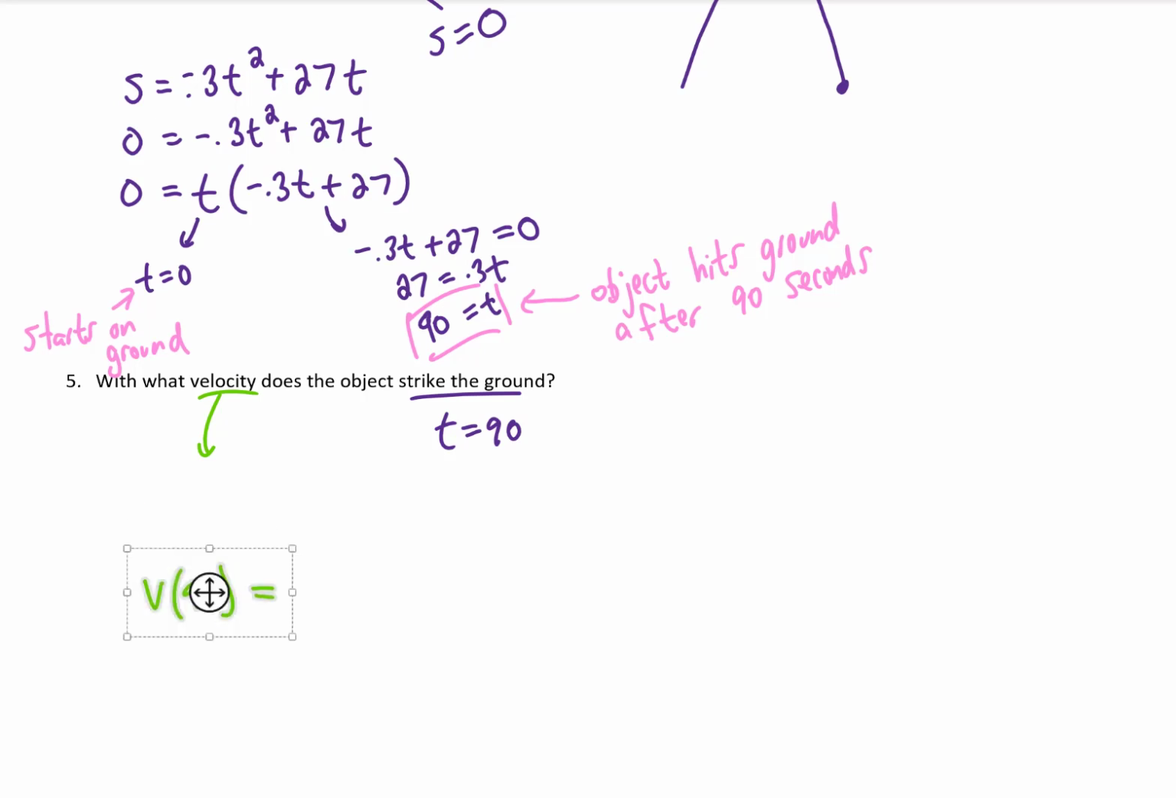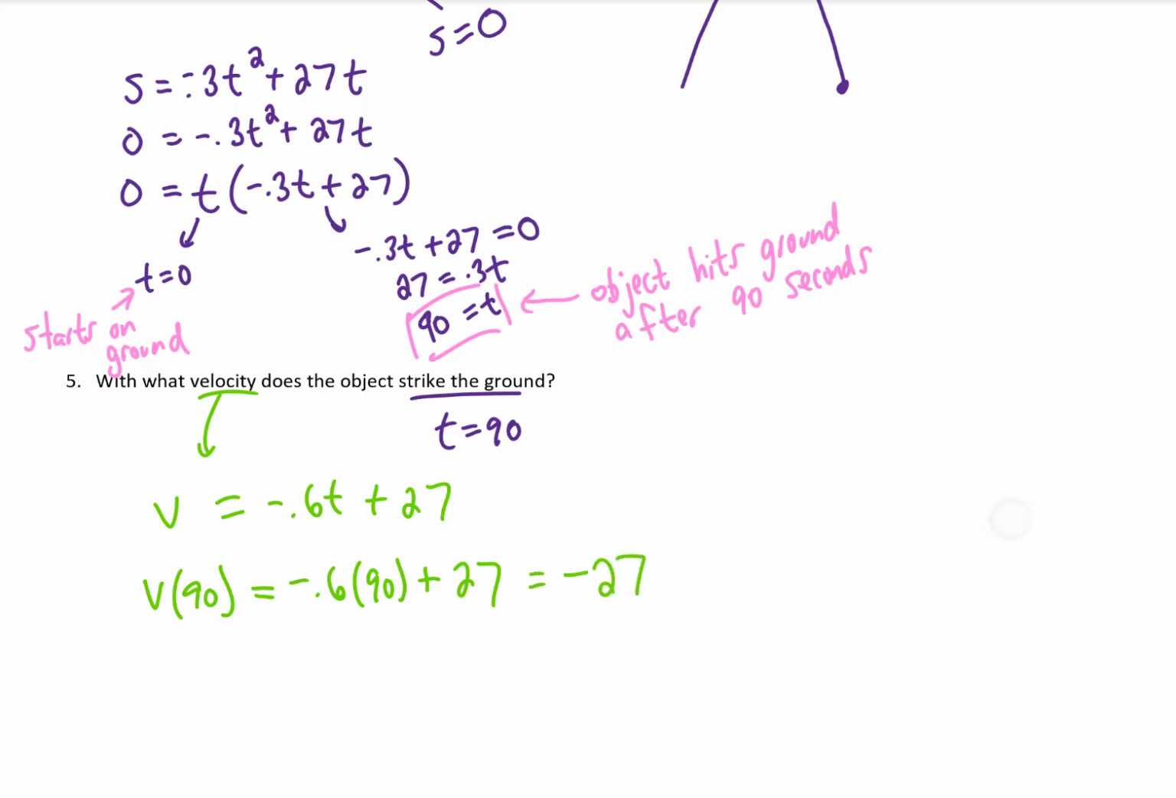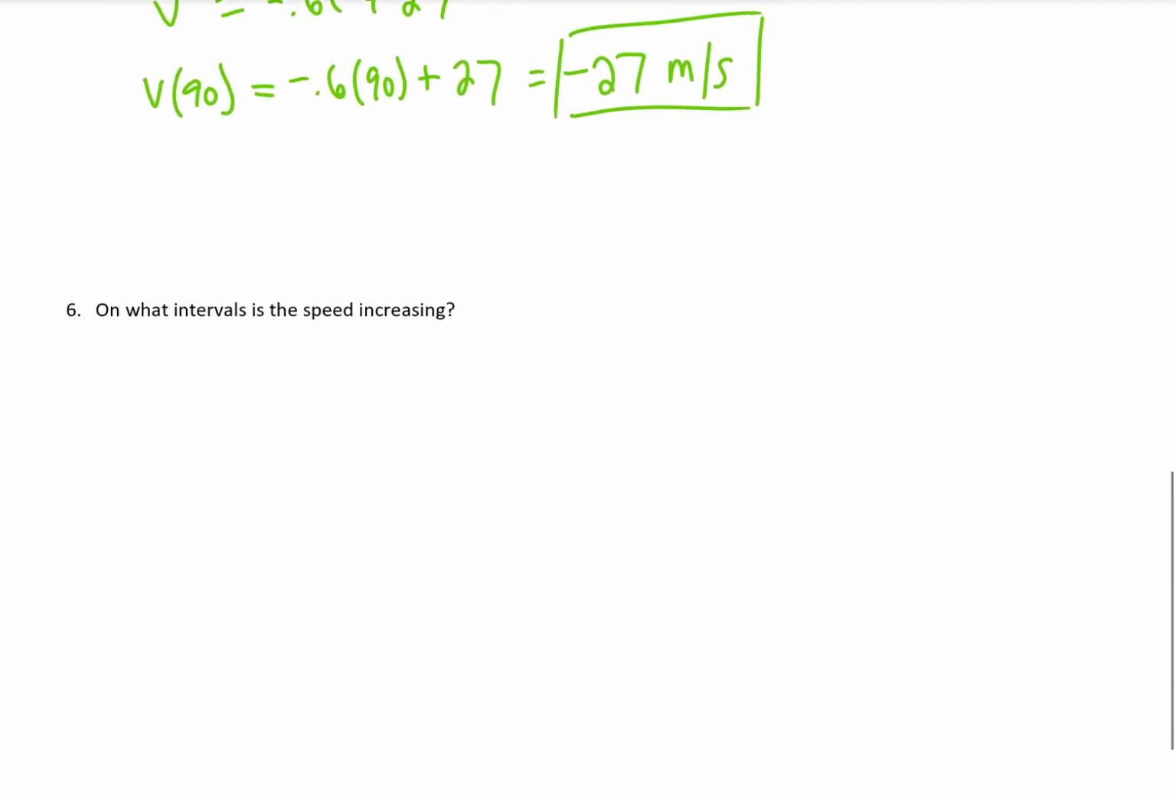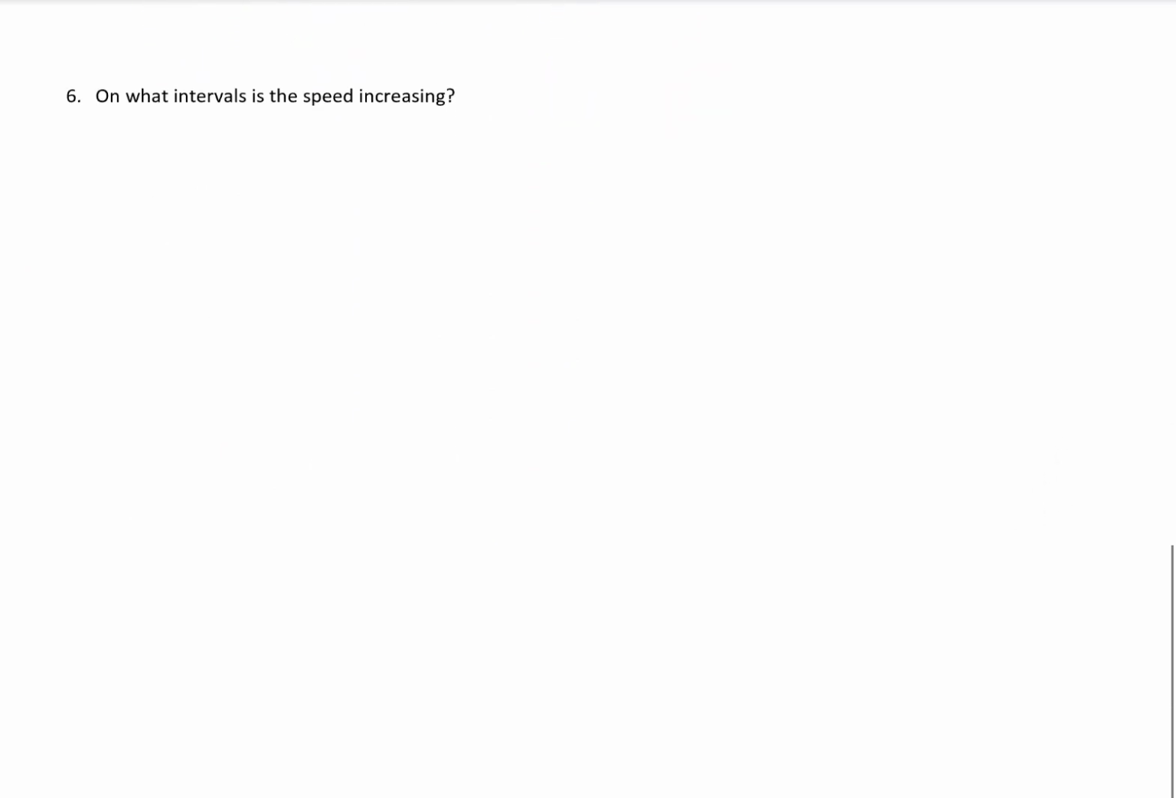So I'll move that down a little bit to make a little bit of room. What was our velocity function again? Plugging that into a calculator gives me an answer of negative 27, and the units on that would be meters per second. Our velocity is negative because the object is coming down. All right, the last question asks us on what intervals is the speed increasing? And I think that we can use our intuition to answer this question, but I wouldn't be a very good math teacher if I didn't point a few things out to you.